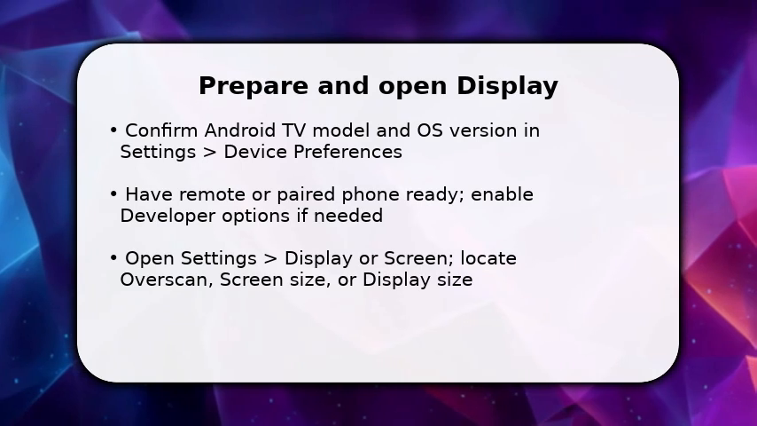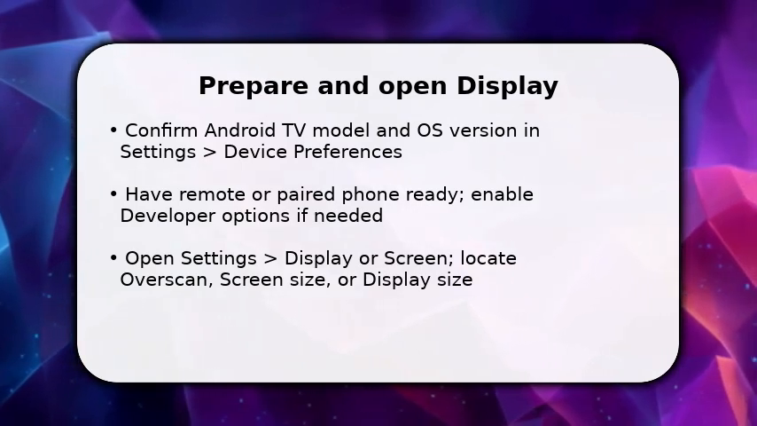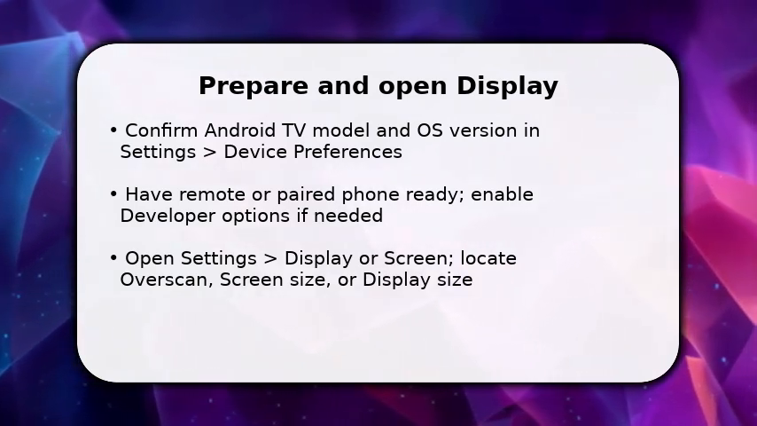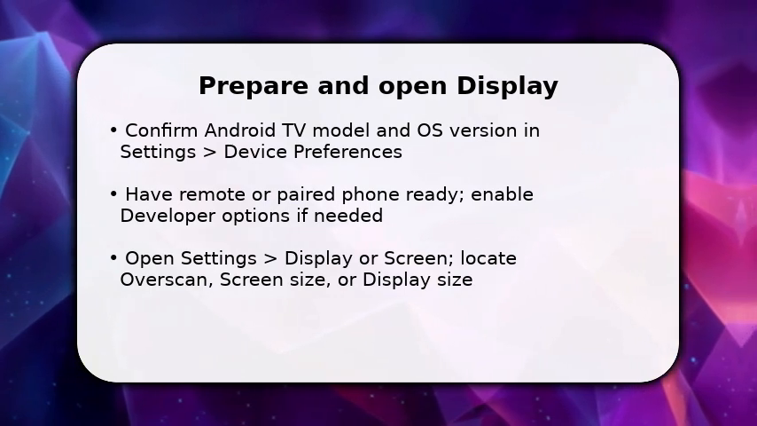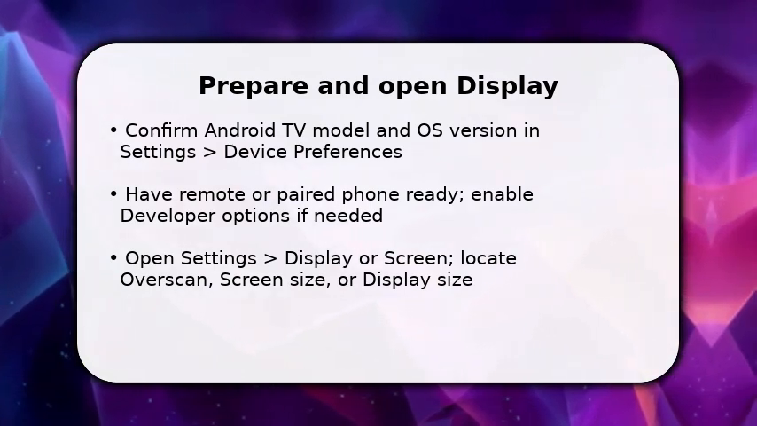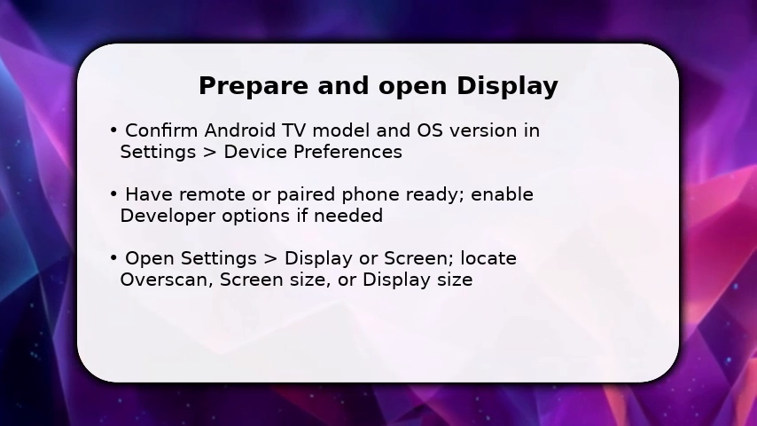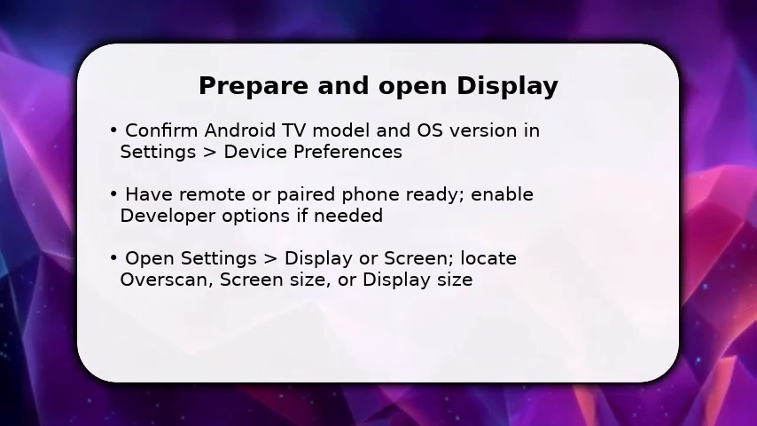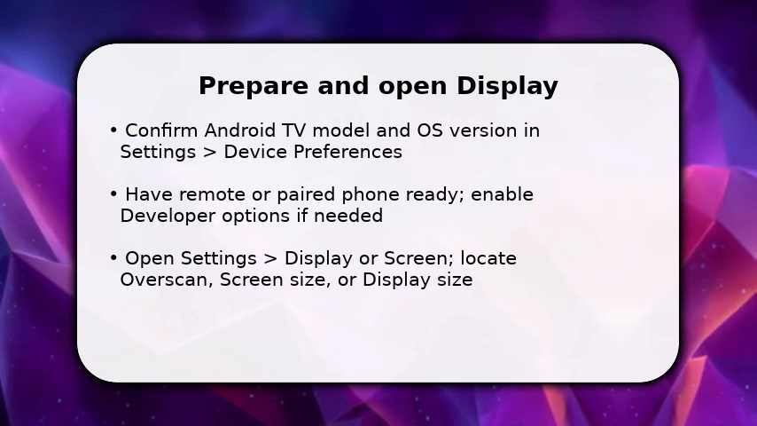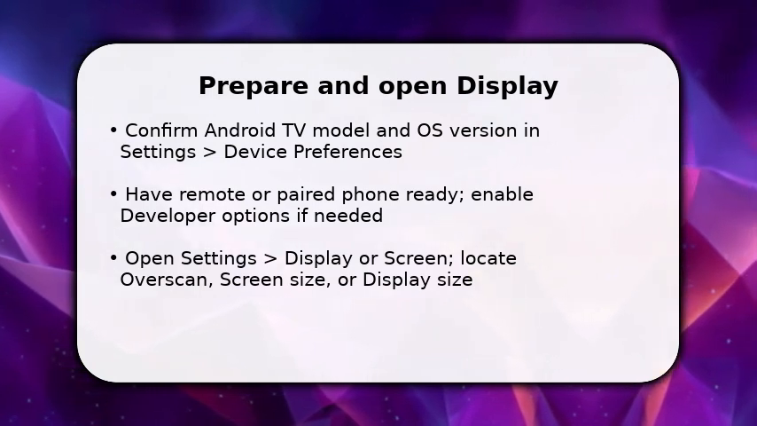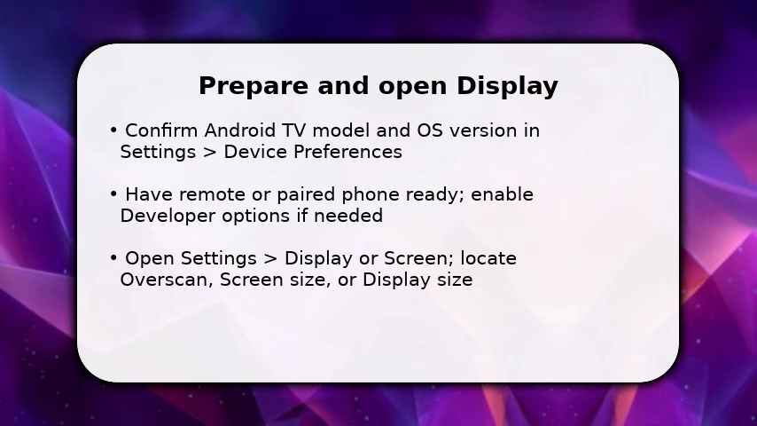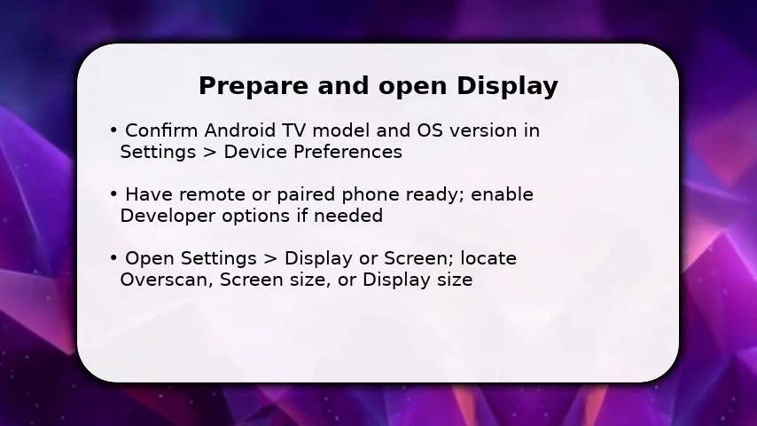You begin by confirming your Android TV model and OS because menus differ. This saves wasted steps. Once done, grab the remote or a paired phone app and navigate to Settings, Display, or Screen. If you don't see options, enable developer options quickly by going to About Build and pressing Enter 7 times. Make sure you understand toggles you enable.